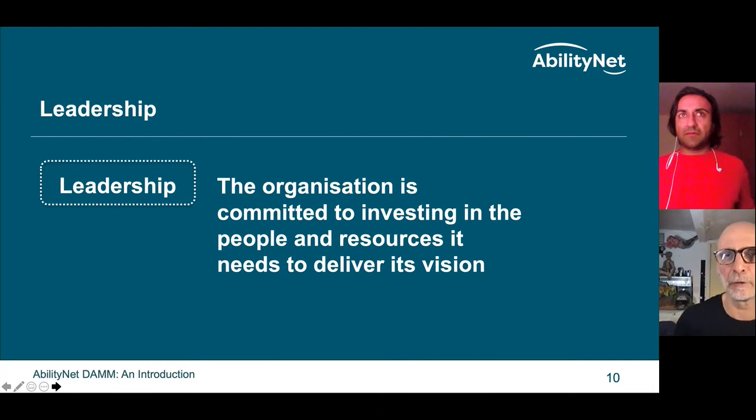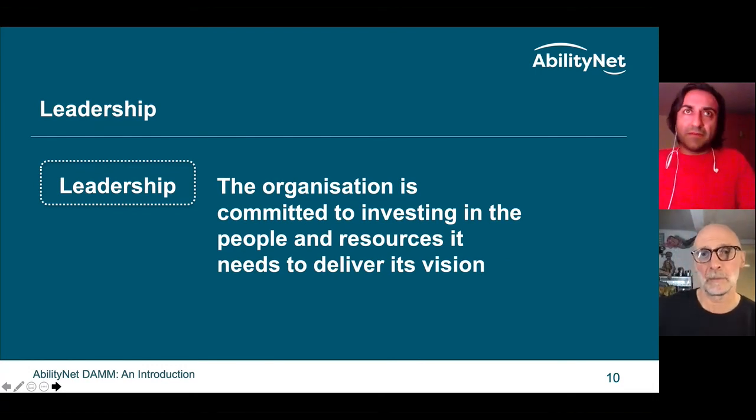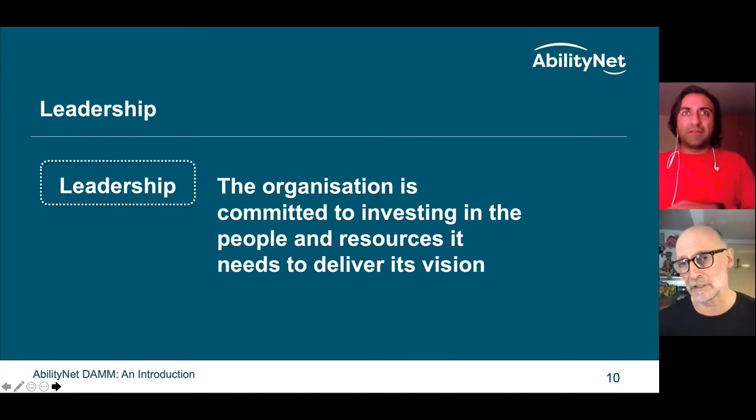Whistle-stop tour of the other 4 dimensions. They all work the same way. Leadership: is the organization committed to investing in the people and resources it needs to deliver its vision? You've got this grand vision about setting yourself as an accessibility leader, and you understand why you're doing it in terms of your business benefits or your social goals. But have you committed to investing in the people and resources you need to fulfill that vision? There are questions in the grid that will ask you about your leadership investment.